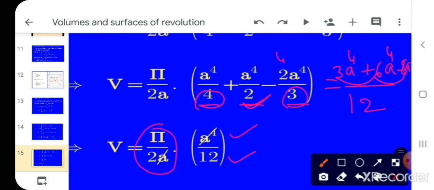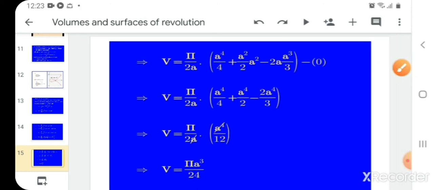Here we have pi by 2a. After a cancels, what do we get here? Pi a cube by 2 into 12, that is 24. This is the volume of the given loop revolving about the x-axis. Okay, is it clear?